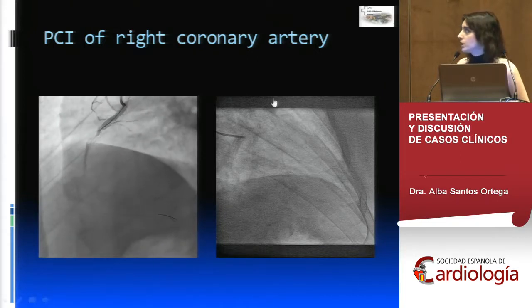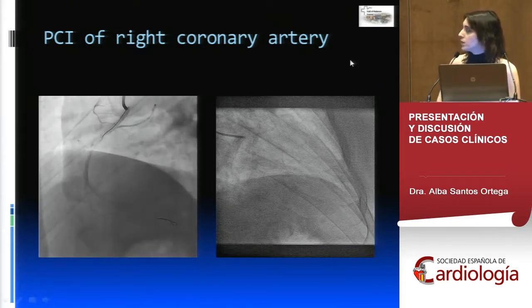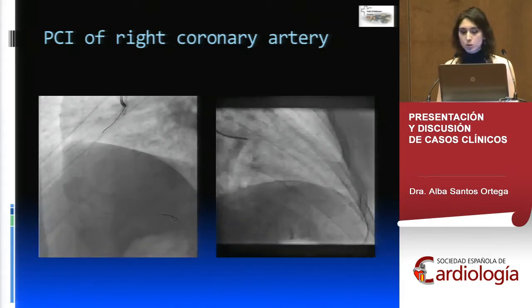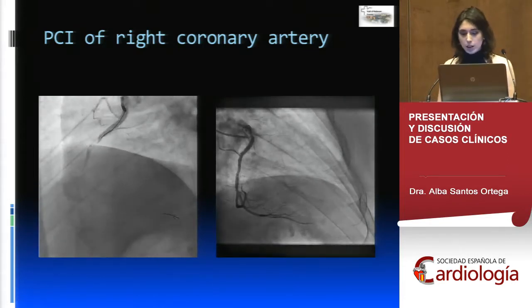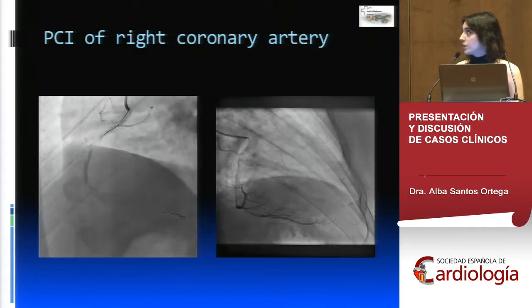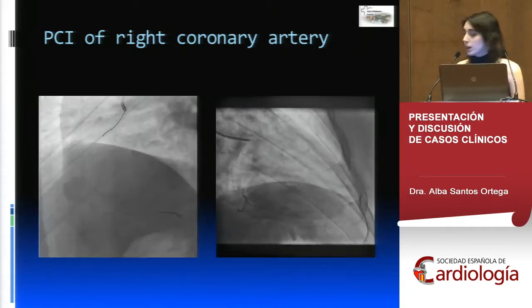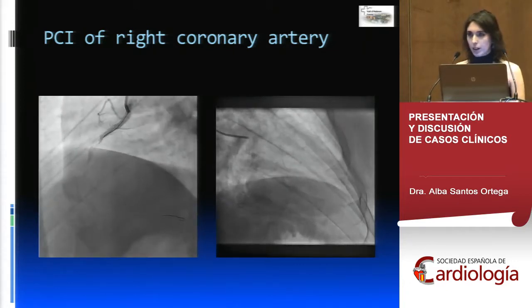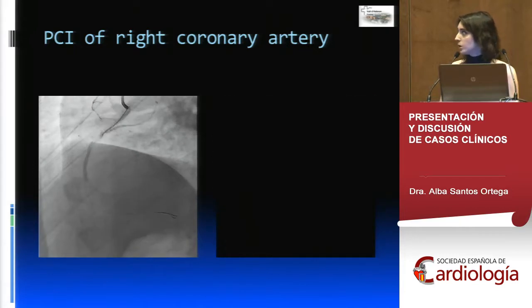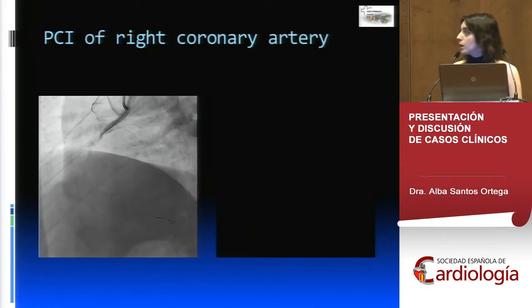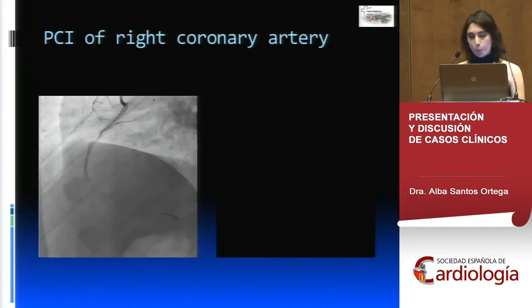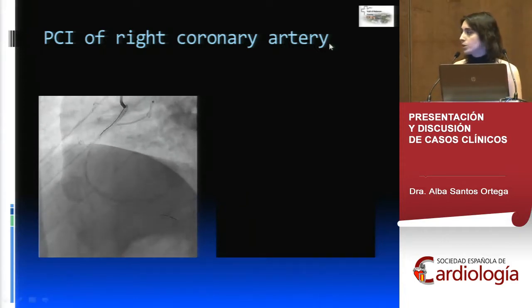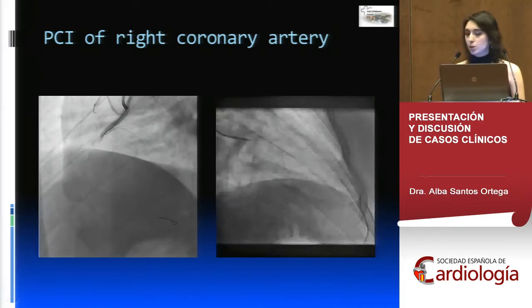We opened the artery, finding a high content of thrombus, and a percutaneous coronary intervention was performed in this middle third of the right coronary artery with mechanical thrombectomy that was also effective, and the implantation of a bare metal stent. At the end of the procedure, the patient was asymptomatic.